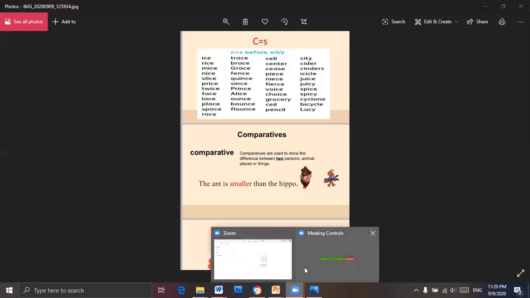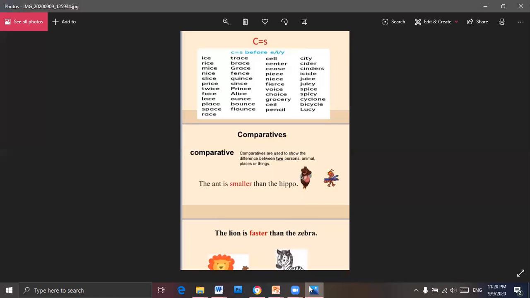So how do we compare between two things? We compare the adjective. What is the meaning of adjective? We compare adjectives like small, short, tall, big, pretty. These are adjectives. When we compare between two things like the ant and the hippo here, we put the adjective and we add er. The ant is smaller than the hippo.